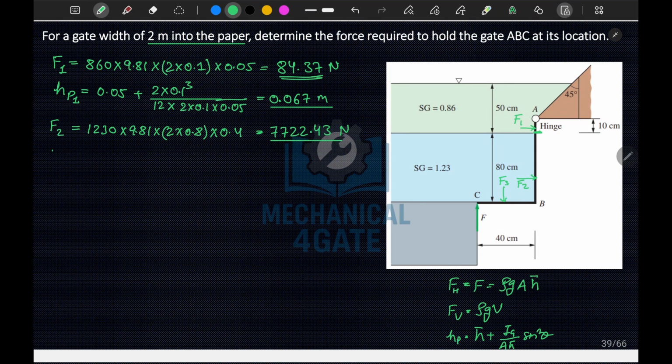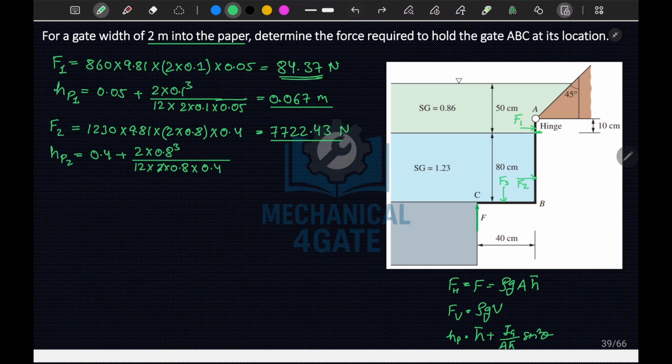Now we can calculate HP2. So HP2 will be given by h bar, that is 40 centimeters, 0.4 meter, plus IG, that is BH cube by 12. So 2 into 0.8 cube divided by 12, into A, which is 2 into 0.8, into your h bar, H bar is 0.4. Okay, so if I solve this, let's cancel out 2 and 2 here.